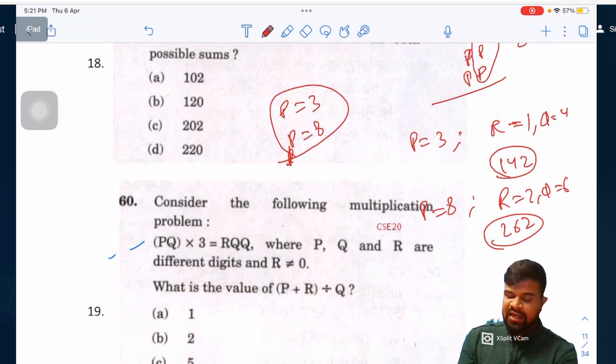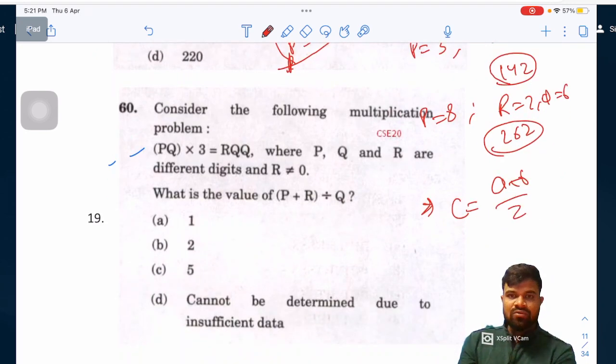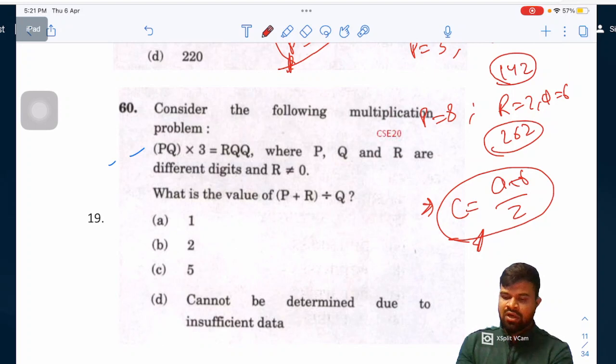Let me tell you the basics about average. If C is the average of A and B, C is equal to A plus B divided by 2. This is the simple concept of average. We will learn it in later classes, but for the sake of this class.